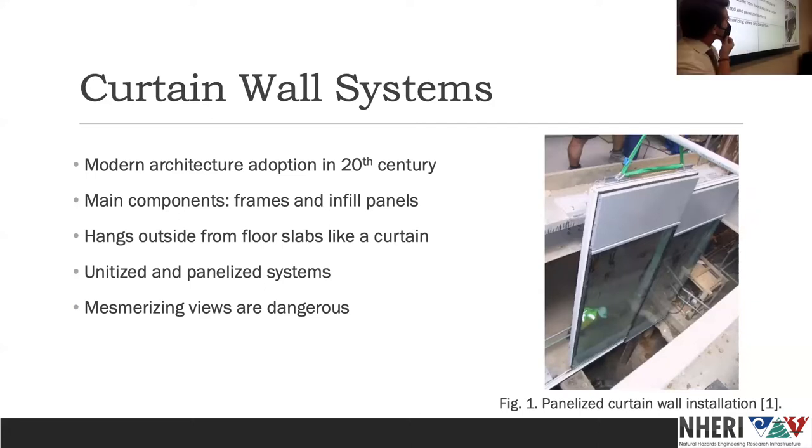And the most basic curtain walls at first only had two main components, frames and infill panels. The infill panels do not necessarily have to be glass. Depending on the purpose, they'll change, but glass is the most popular.